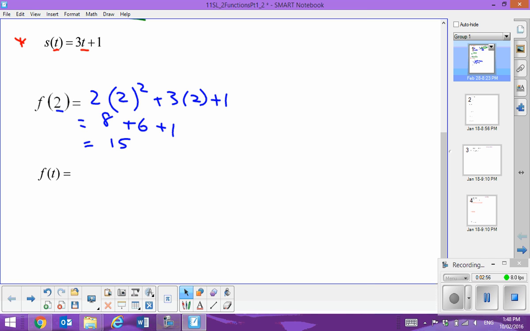This one here is saying what is the value of the function when x equals t, whatever t might be. So t is our parameter. And so you just substitute it in. So the equation becomes 2t squared plus 3t plus 1. So whatever's in this position is what you're substituting into your equation.